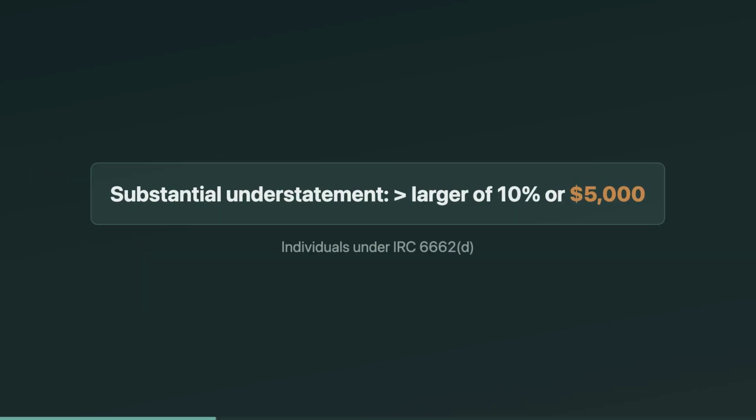For individuals, a substantial understatement exists when the understatement is more than the larger of two numbers, 10% of the correct tax or $5,000. Read that slowly. It's not 10% and $5,000. It's whichever is larger. On the exam, they'll give you the correct tax and the reported tax, and you compute the shortfall and compare it to both thresholds.